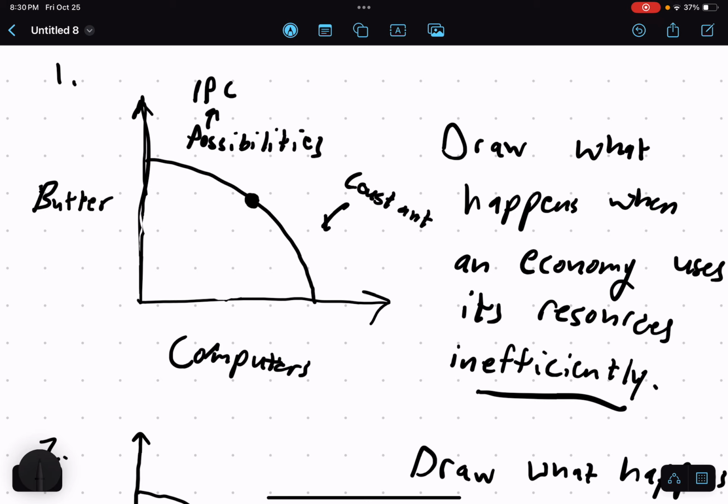But in this case, what happens is you move the point here inward in the center. And that's all you have to do. Just describe this change.